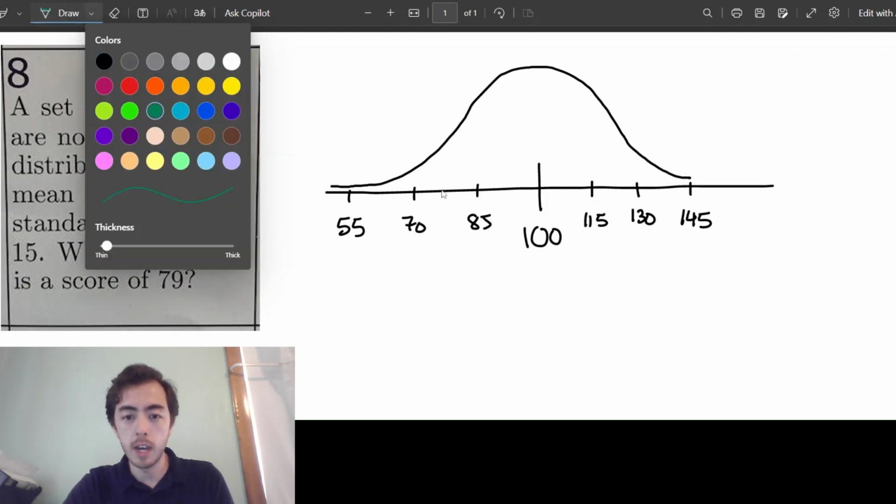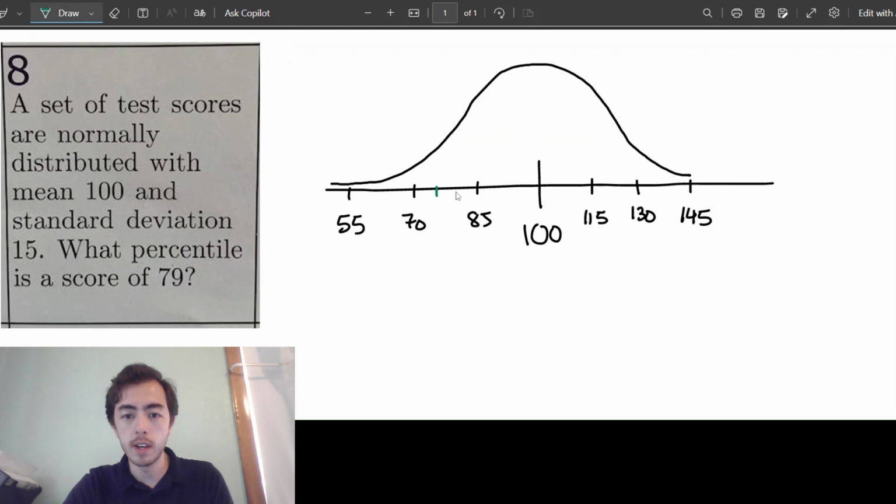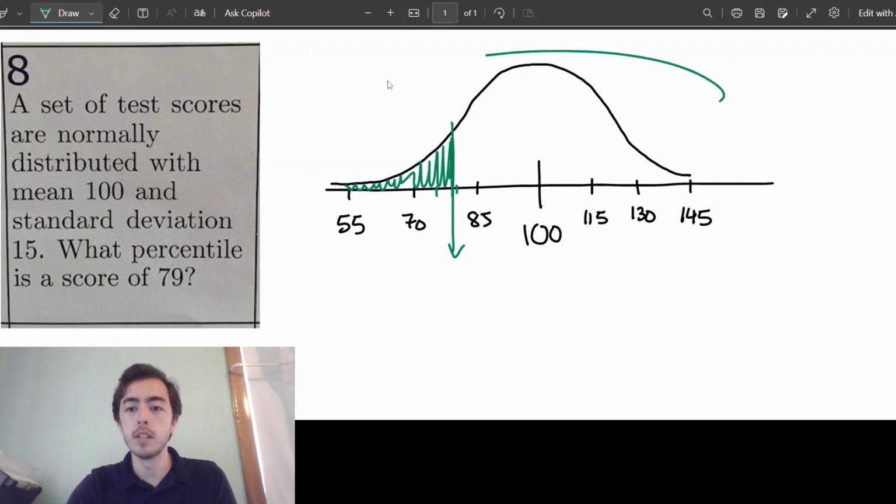So if I count by my fives, this would be 75, that would be 80, and so 79 is roughly right here. And when it's asking for percentile, this is going to be some kind of percentage of what proportion of the people you are above on this IQ test. So we're basically trying to figure out what the chunk is here in comparison to all the people who took the test.